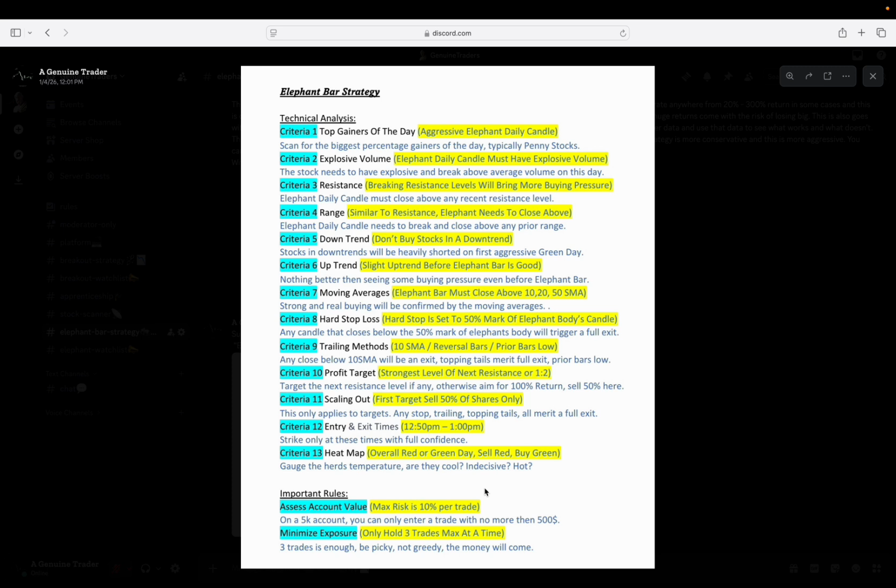Important rules, so this is something very, very important, and I think people really miss the point on, and that is your allowable max risk.